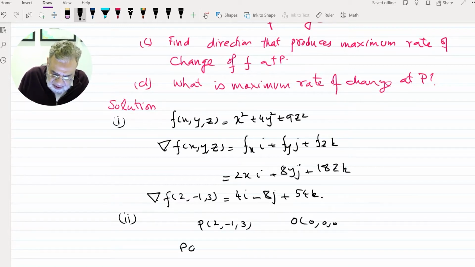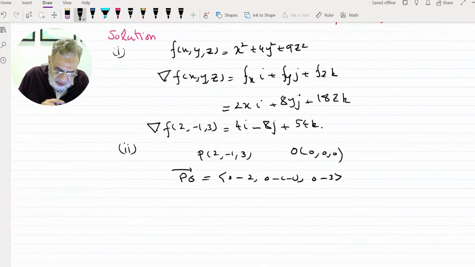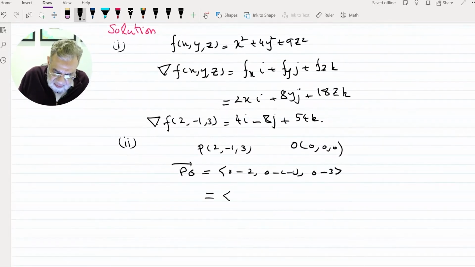So P to origin means P to O. From P to O, this is my x2, x1, y2, y1, z2, z1, x2 minus x1. That gives me the vector as 0 minus 2, then 0 minus 1, then 0 minus 3. So the vector PO is equal to minus 2, 1, and minus 3.